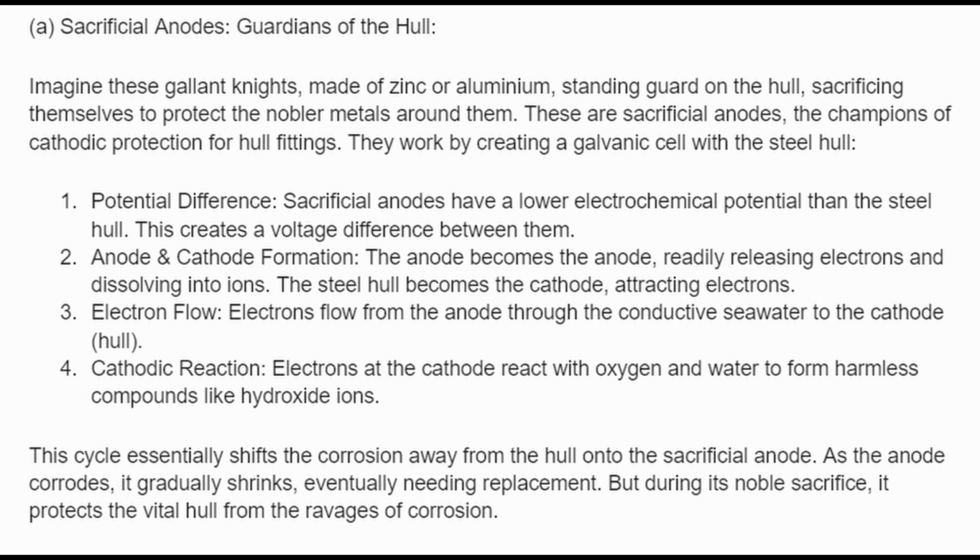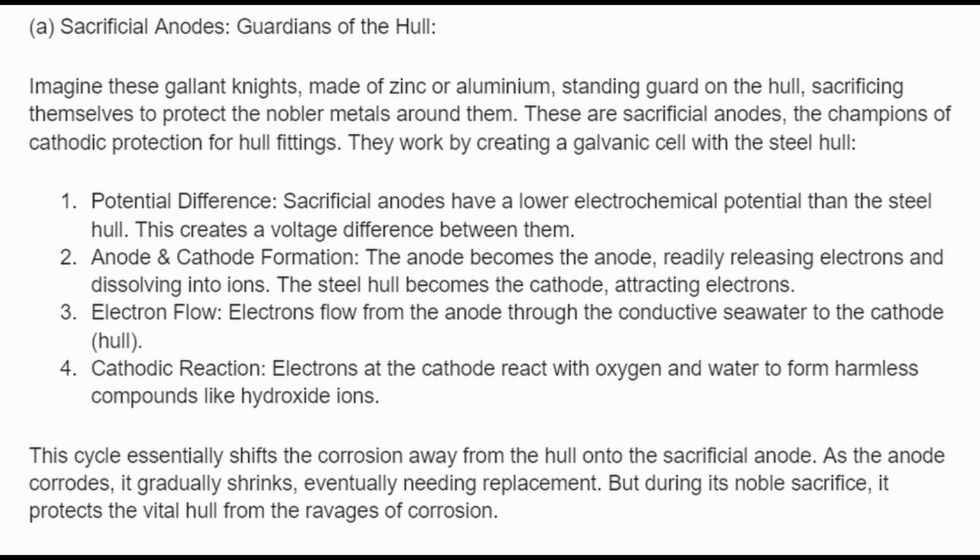1. Potential difference. Sacrificial anodes have a lower electrochemical potential than the steel hull. This creates a voltage difference between them. 2. Anode and cathode formation. The sacrificial anode releases electrons and dissolves into ions. The steel hull becomes the cathode, attracting electrons.